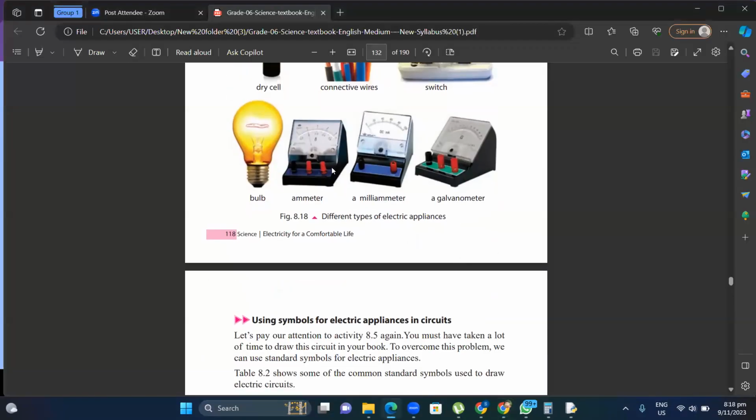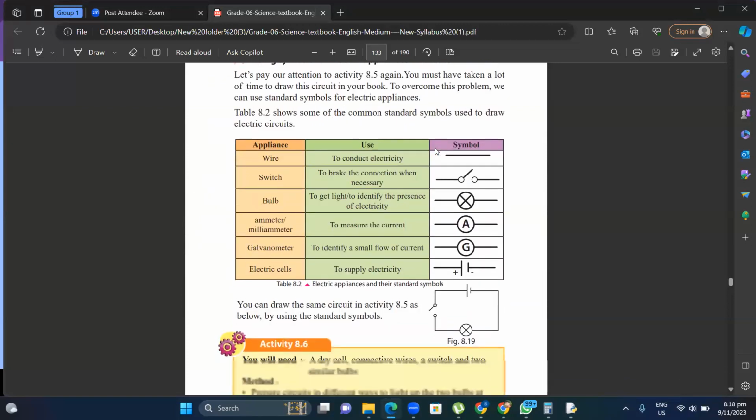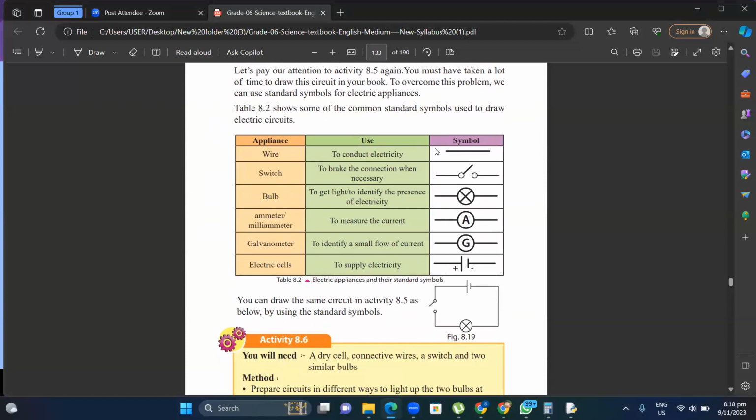And actually, about the ammeter, milliammeter, and galvanometer. An ammeter is to measure current, and a galvanometer can also measure current, as well as being center zero, which means it can measure both directions, right? That is right. Okay, these are some symbols that we are using here. To identify a small flow of current, a galvanometer can be used, and an ammeter or milliammeter can also be used. So even for a very small current, the galvanometer indicates the direction of the current also.